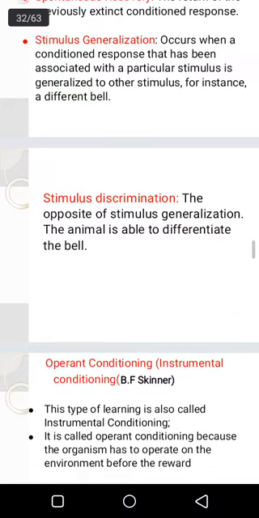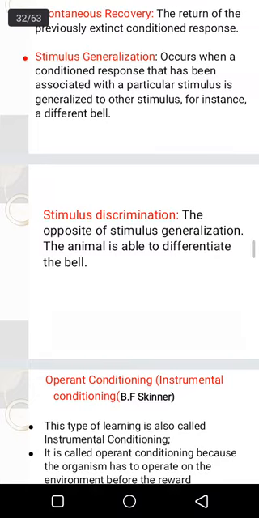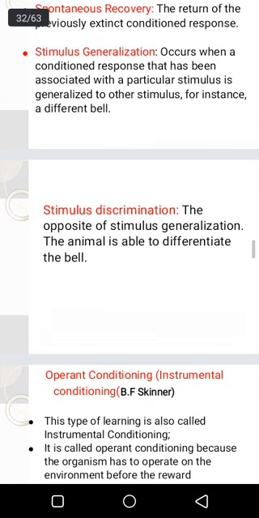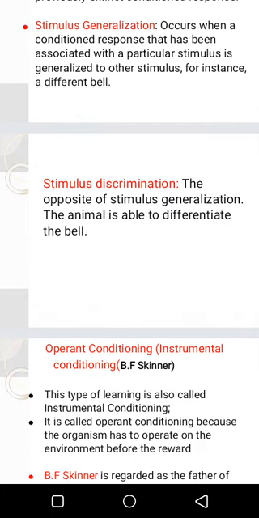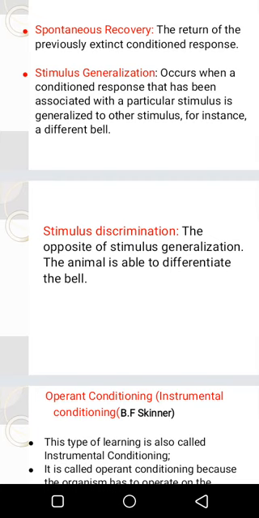There are only 5. Number 1, acquisition. Number 2, extinction. Number 3, spontaneous recovery. Number 4, generalized stimuli. Number 5, stimulus discrimination. Are we together? Acquisition, acquire. Extinction, it can come to an end. The dog can stop responding if you stop coming with a bell.